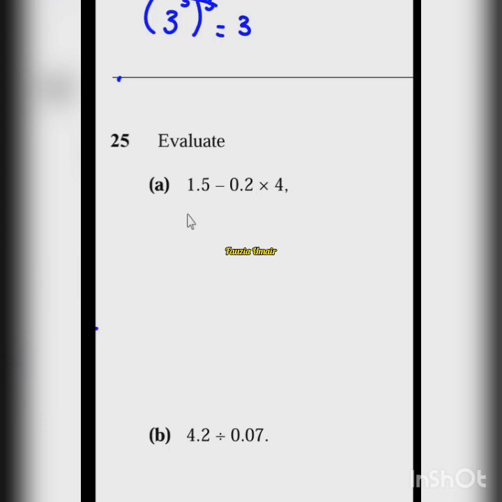If you don't think about which topic this question is from, if you just start solving it, you will probably start from here, 1.5 minus 0.2, and your answer will go wrong. Why? Because you need to do multiplication before subtraction. So it's a board math question. All right, you need to remember that order of operations. So 1.5 will remain as it is. What is 0.2 into 4? One decimal place multiplied with a whole number. What is the answer?